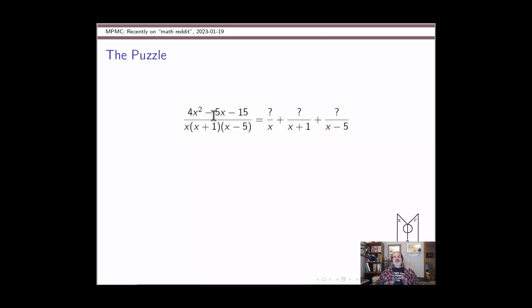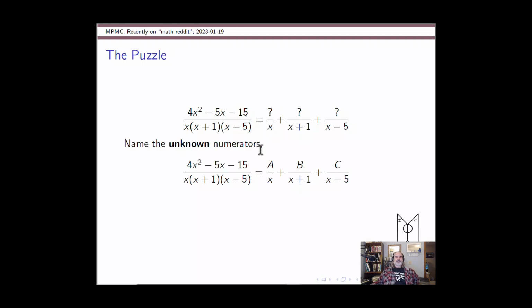And again, when we get to calculus, the idea is that then to integrate this function on the left, it's the same thing as integrating three smaller functions and then adding up those results. Now, the numerators that we're looking for are mysteries. They are unknown. And so we put unknowns in for that numerator, and we'll call them A, B, and C. These are constants in this problem.